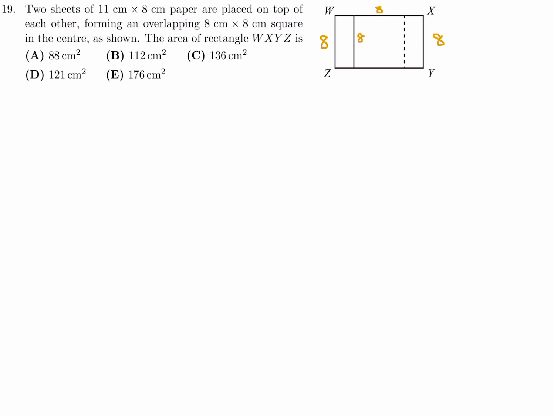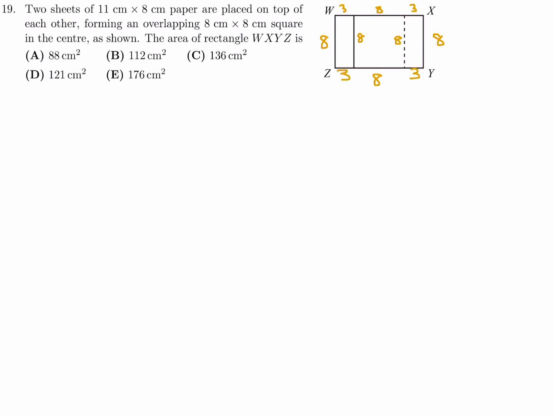And this is 8. This is 8. And this is 8 from there to there. So since it was an 11 by 8, that means this has got to be 3. And that distance also has to be 3 since that represents part of the other piece of paper.